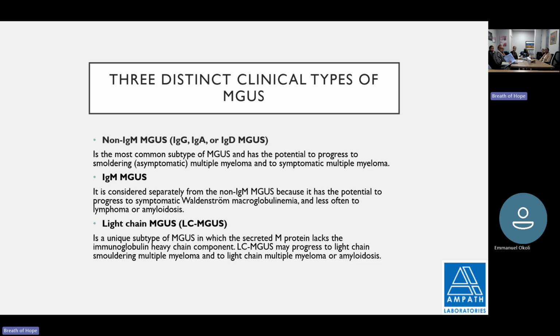The problem with this is the light chains can also deposit on organs, causing a light chain multiple myeloma or amyloidosis.